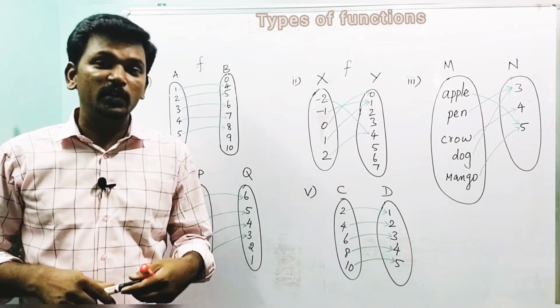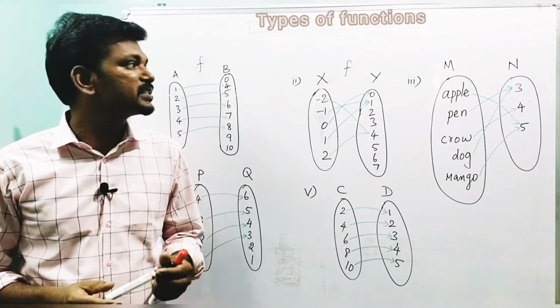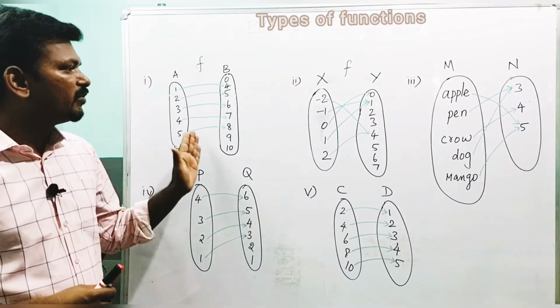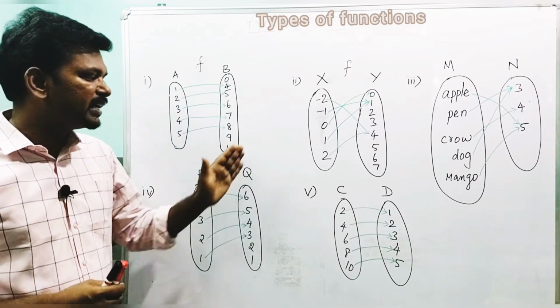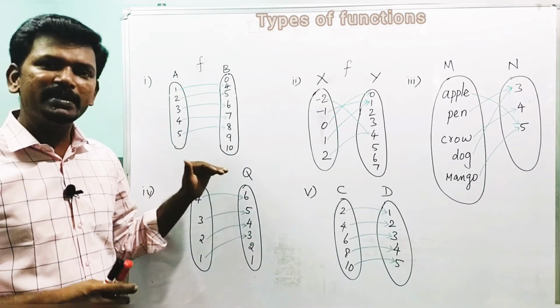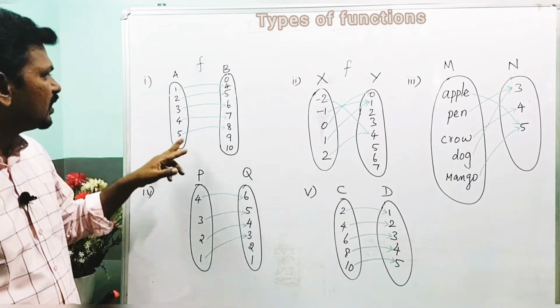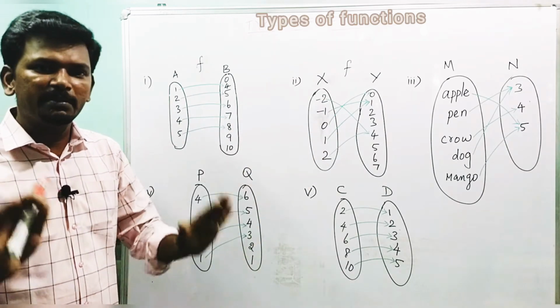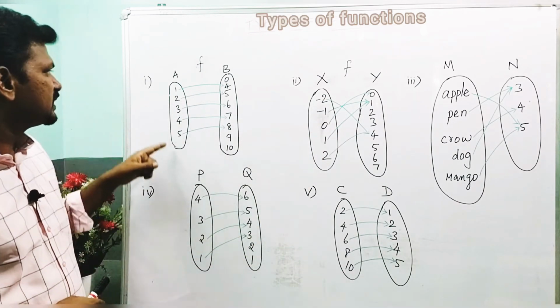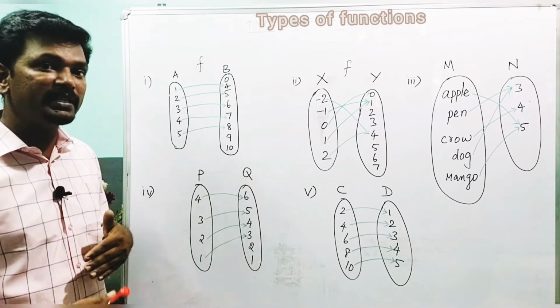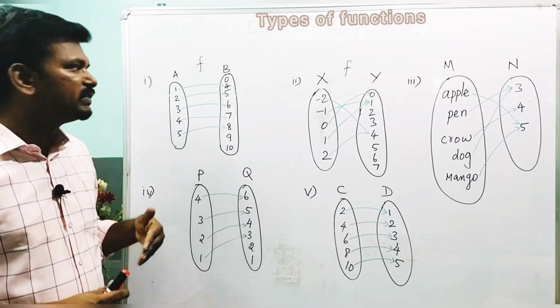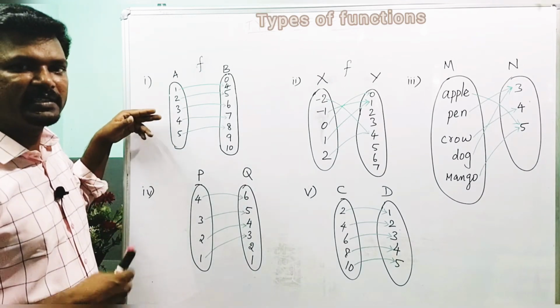Hello students, in this video I am going to explain different types of function. Here you can see 5 different arrow diagrams which are representing functions. All these diagrams are representing functions because we know the definition: if every element of A has a unique image in B, then the relation is called a function.